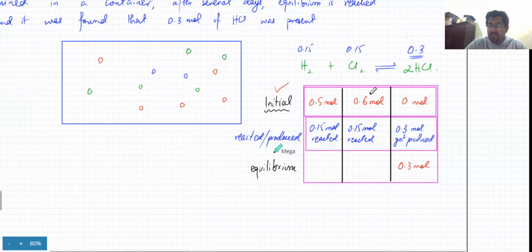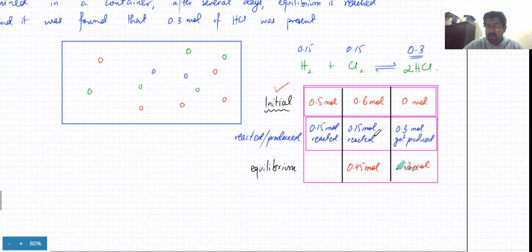So you started off with 0.6 moles, and you know that 0.15 moles reacted. So what's left? You're going to subtract the two. At the end, you're going to be left with 0.45 moles, right? Initially you added 0.6 moles, but 0.15 moles reacted, so right at the end, you'll be left with 0.45 moles.